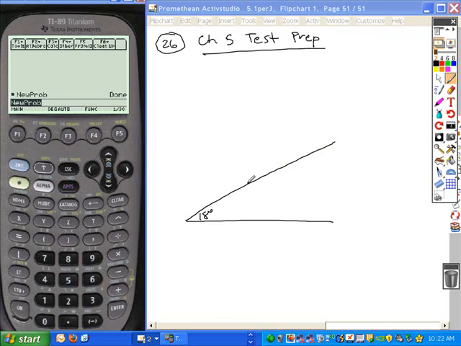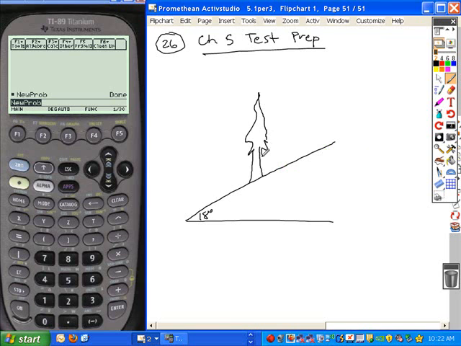Okay, it says that this tree is growing vertically. So your tree is growing straight up and down, and it casts a 12-foot shadow directly up the slope. So here's the shadow of the tree. And we're told that that's 12 feet. Finally, it says the angle of elevation of the sun is 68 degrees.